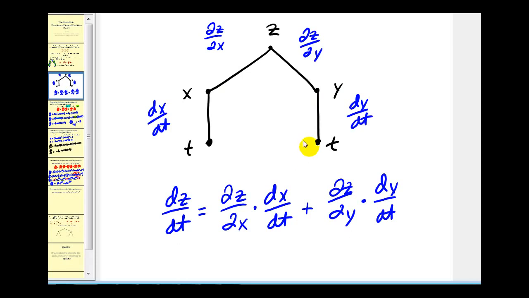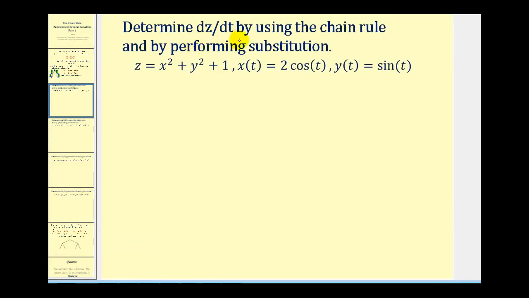Let's take a look at an example now. We're going to determine dz/dt by using the chain rule and also by performing substitution to do a comparison. So we're going to find this derivative two ways and then make sure we get the same answer. Let's first write out the chain rule for this problem. If we want dz/dt, it's going to be equal to the partial of z with respect to x times dx/dt plus the partial of z with respect to y times dy/dt.